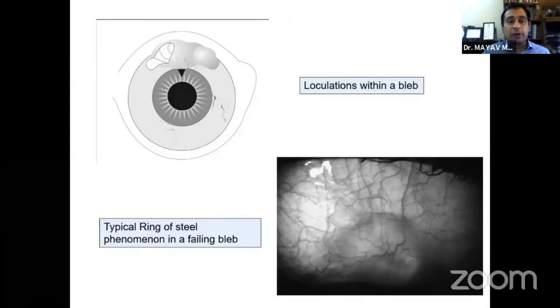So basically this is a photograph. If you peel a Bleb and you see the inner surface, these are the loculations which you are seeing. And this is a photograph of a Bleb showing us the ring of steel phenomenon, which happens because of fibrosis of the edge of the Bleb, which does not allow aqueous to flow further beyond and limits its filtration.